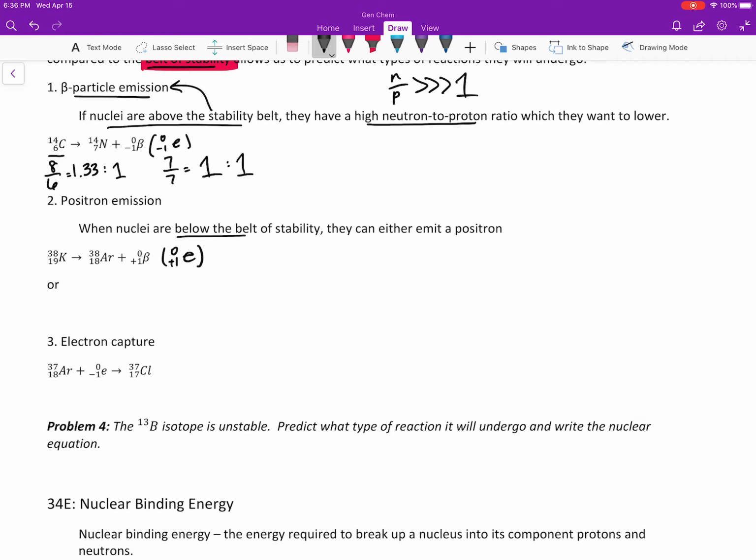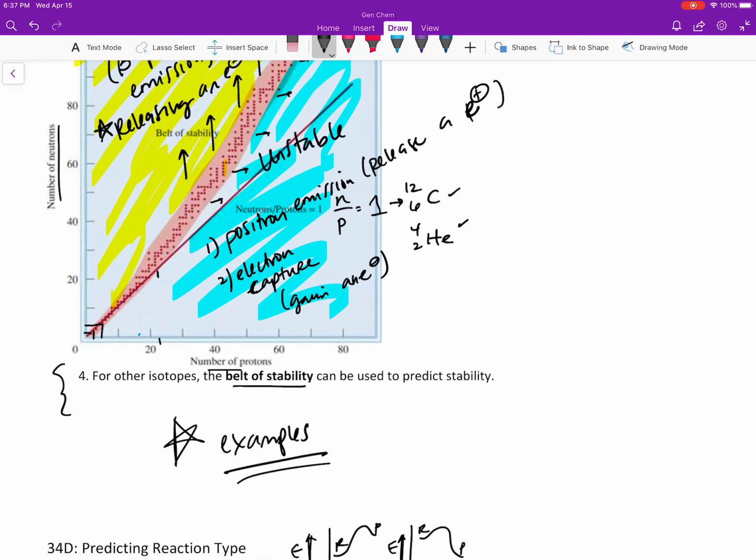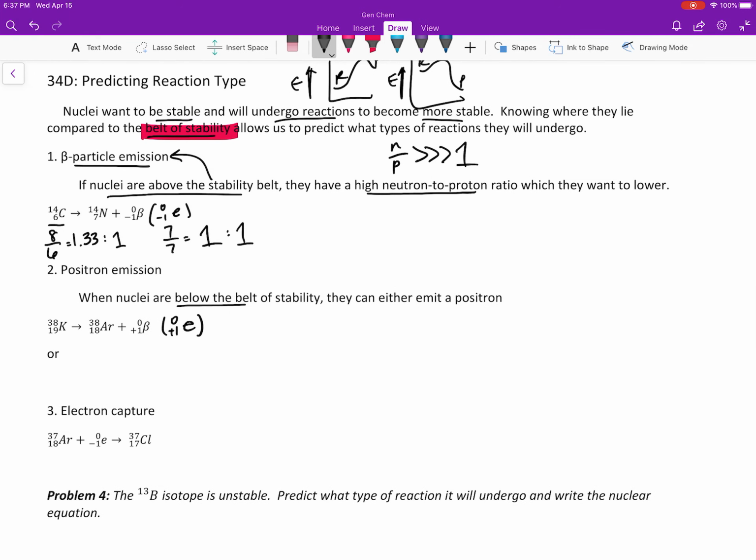And so if we look at this, we have potassium. We have 38 divided by 19. Oh, sorry, it has 19 protons, 19 neutrons. So oddly enough, it isn't a 1 to 1 ratio. However, these are getting to be those heavier elements, which we said we can't quite say for sure that 19 to 19 is the right ratio. It might be just barely below the belt of stability.